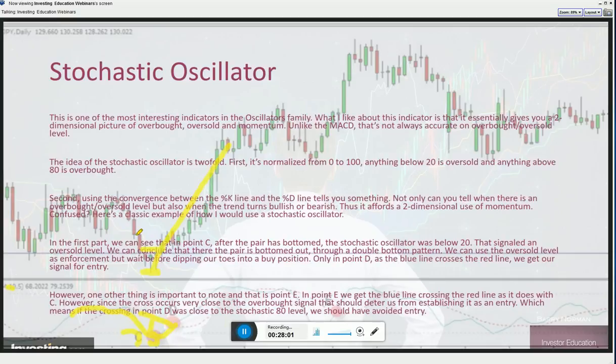However, one thing important to note is that at point E, which is all the way out here, in point E we get a blue line crossing the red line as it does with C. Since the crossover occurs very close to the overbought and oversold, that should deter us from establishing it as an entry point. So let me get my markings up here so you can see a little better. I'm sorry, I shouldn't have put this in the background.